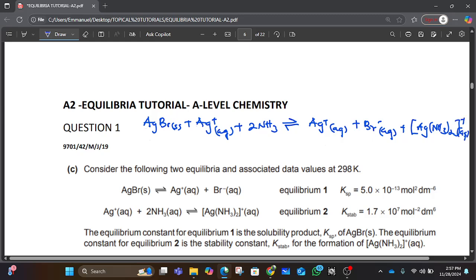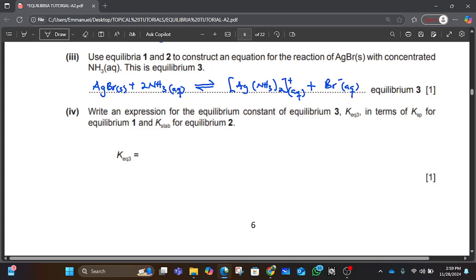So over here we can see that Ag plus is at the left side of the equation and at the right side of the equation, so we can cancel the two out and we have just this left. AgBr solid plus 2NH3 aqueous giving Ag(NH3)2 plus aqueous plus Br minus aqueous.